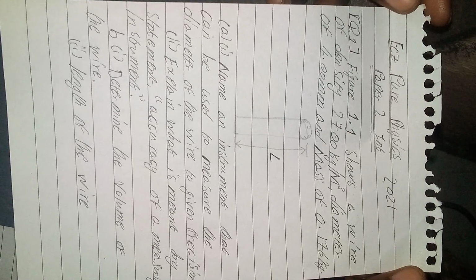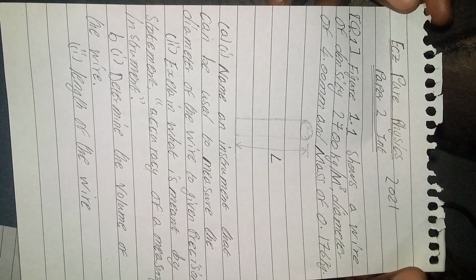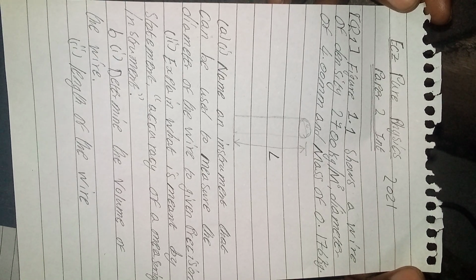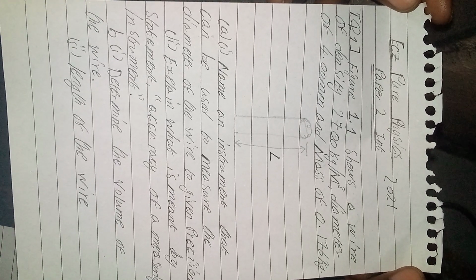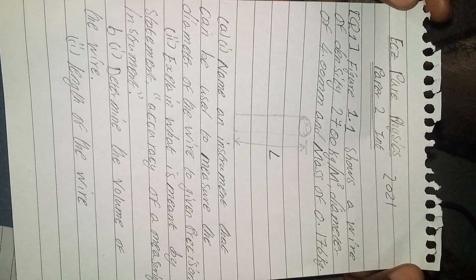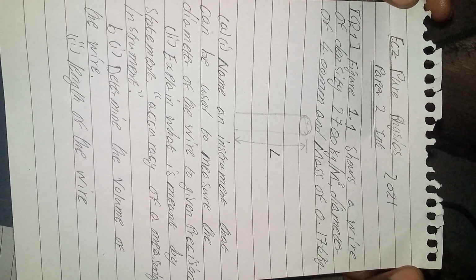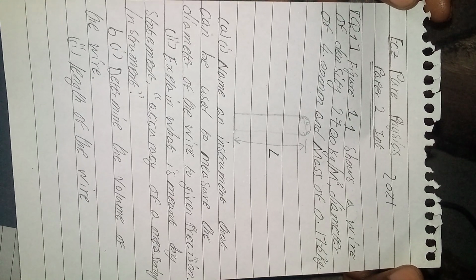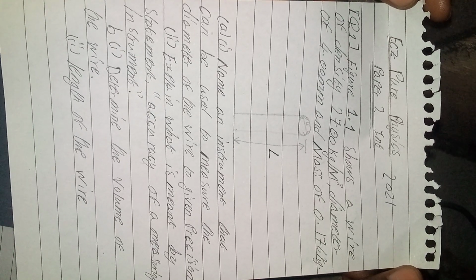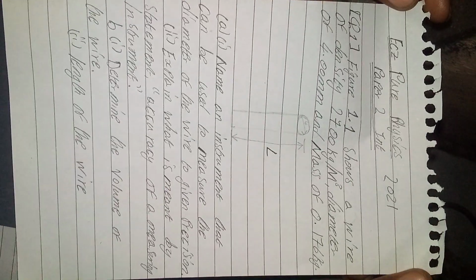Okay, so question 1 reads, figure 1.1 shows a wire of density 2700 kg per meter cubed, diameter of 4.00 millimeters and mass of 0.176 kg. Okay, so here is a diagram for the wire. I haven't drawn it properly, but this is the wire here. Hope you can see.